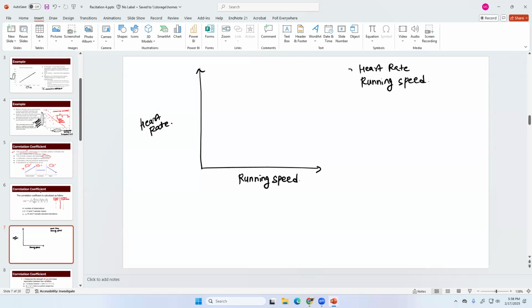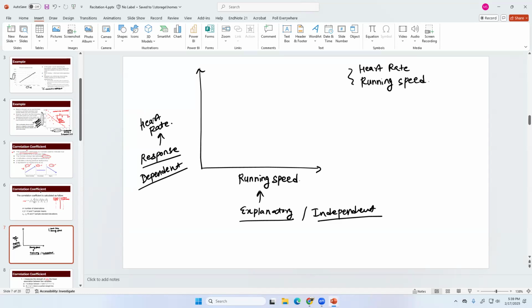So whenever given two data sets, and you have to decide which one to choose as the explanatory and which one as the response. Okay, so this is the explanatory. It is explaining the change in heart rate, and this is the response. This is also called the dependent, as in this heart rate is dependent on running speed, and this is also called independent.